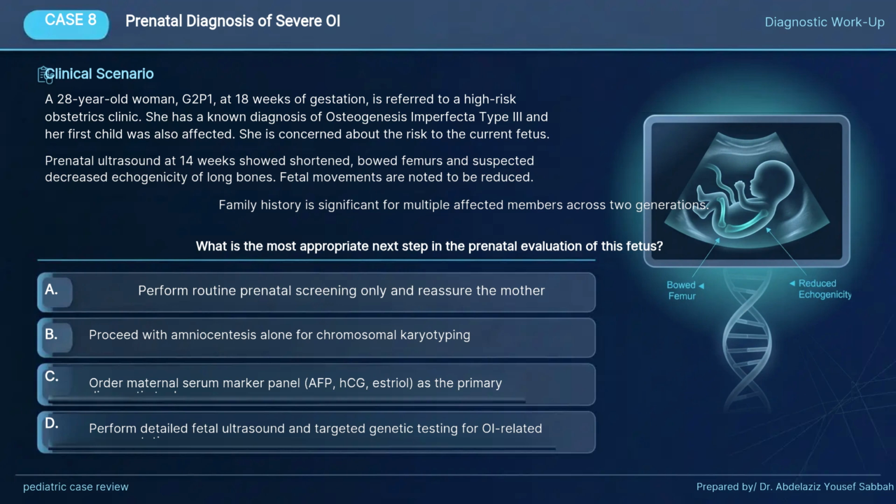What is the most appropriate next step in the prenatal evaluation of this fetus? Option A. Perform routine prenatal screening only and reassure the mother. Option B. Proceed with amniocentesis alone for chromosomal karyotyping. Option C. Order maternal serum marker panel as the primary diagnostic tool.